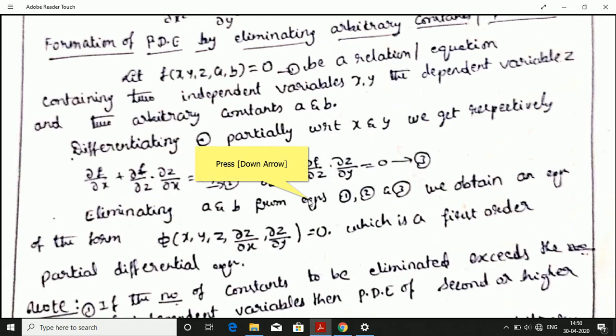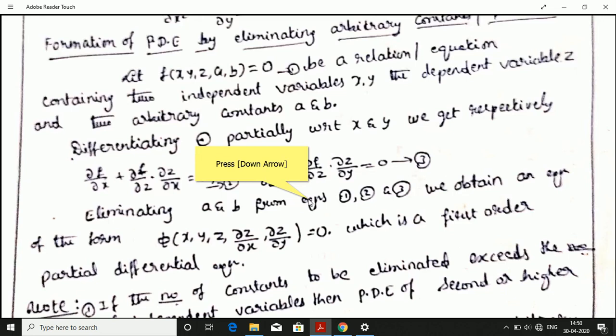Let f of x comma y comma z comma a comma b equal to 0 be the given relation or equation. In this equation, z is the dependent variable, x and y are the independent variables, and a and b are the arbitrary constants. We need to form its partial differential equation by eliminating the arbitrary constants a and b.